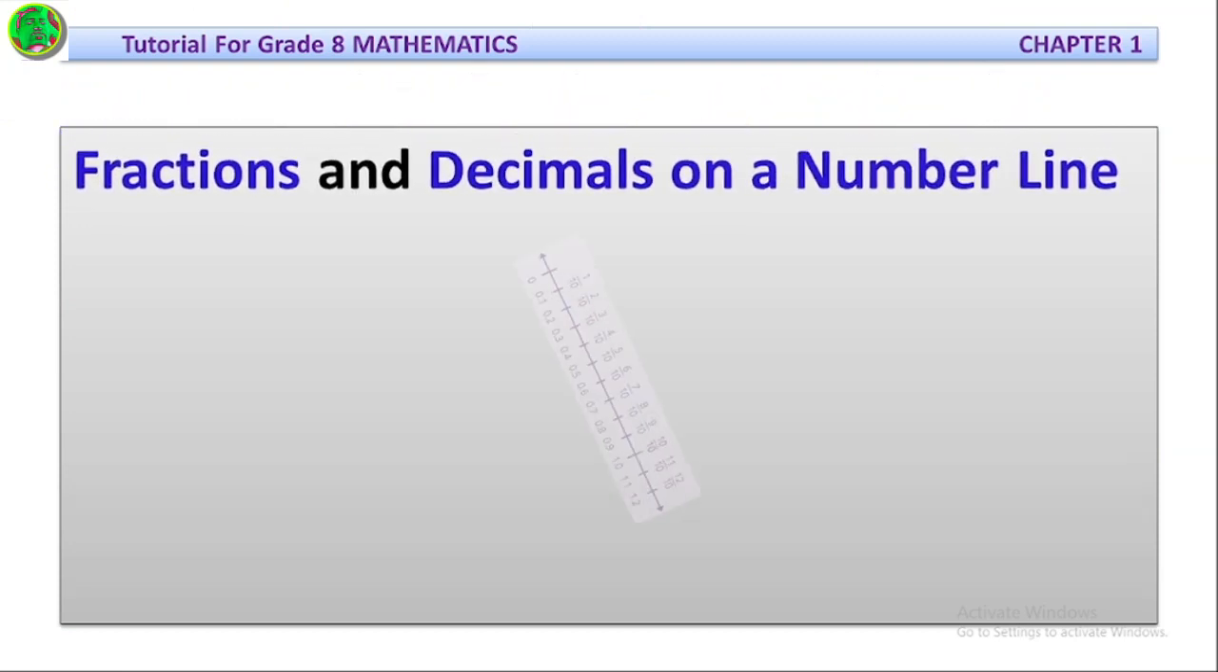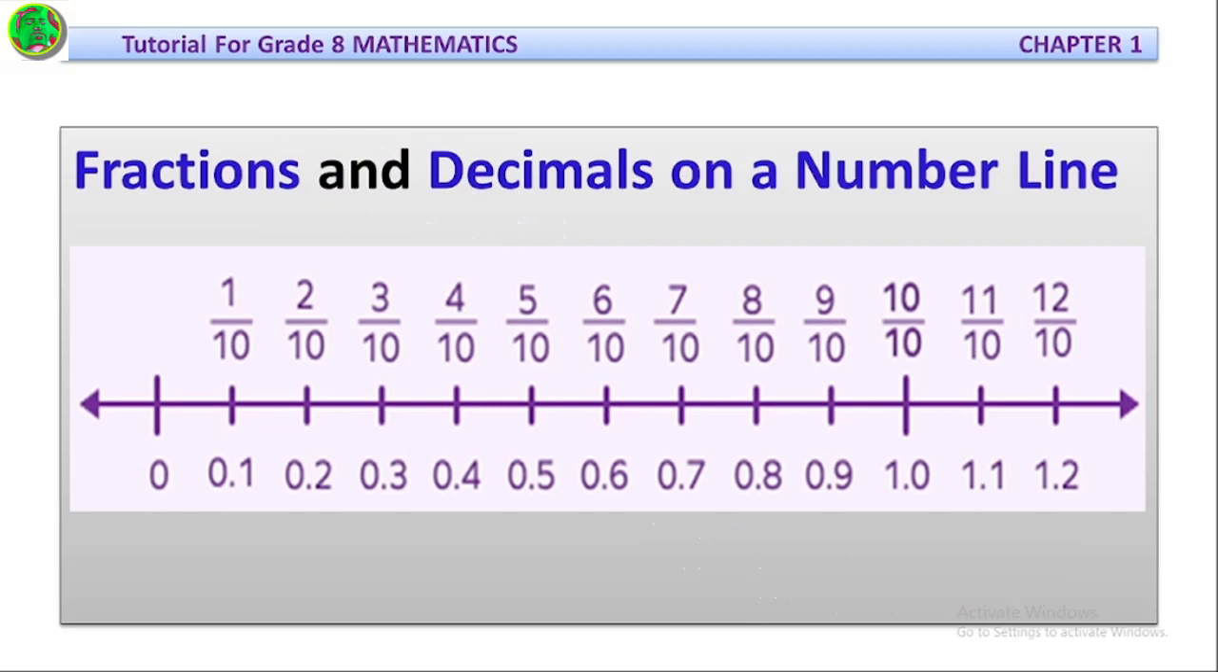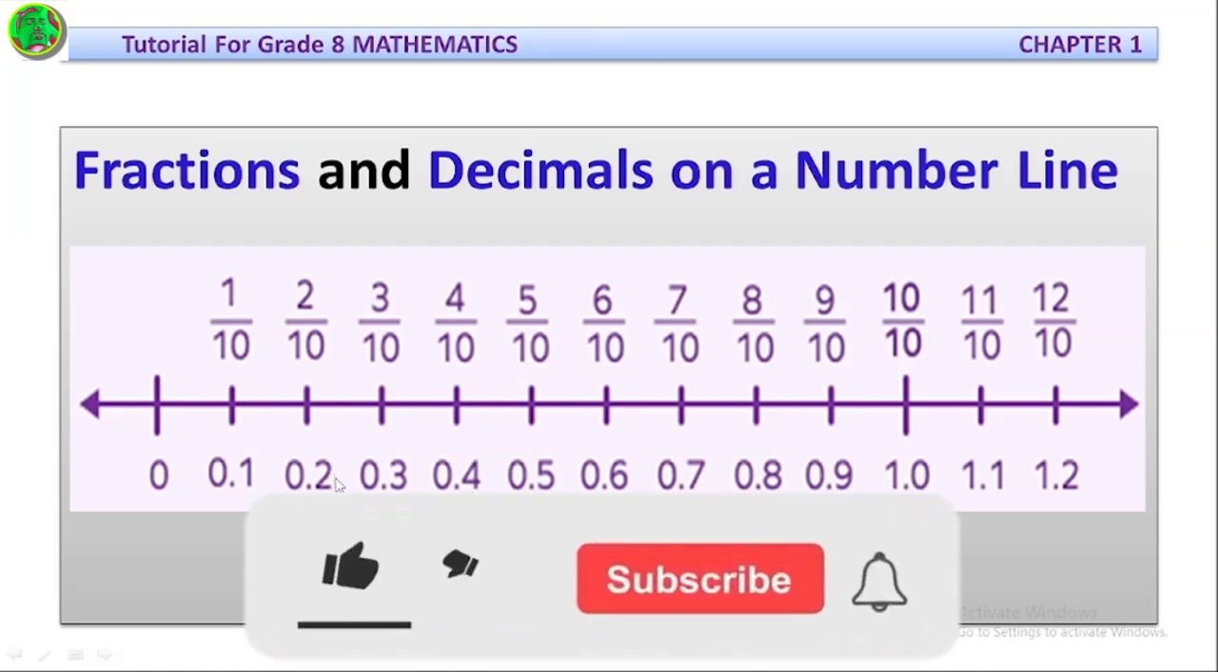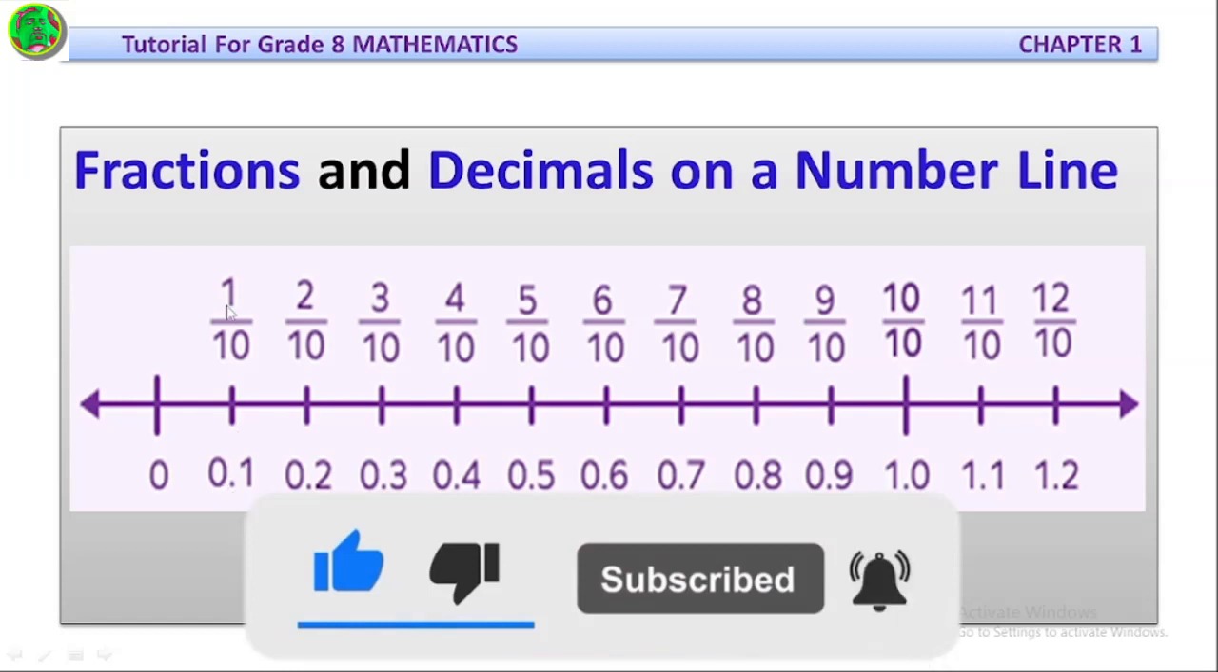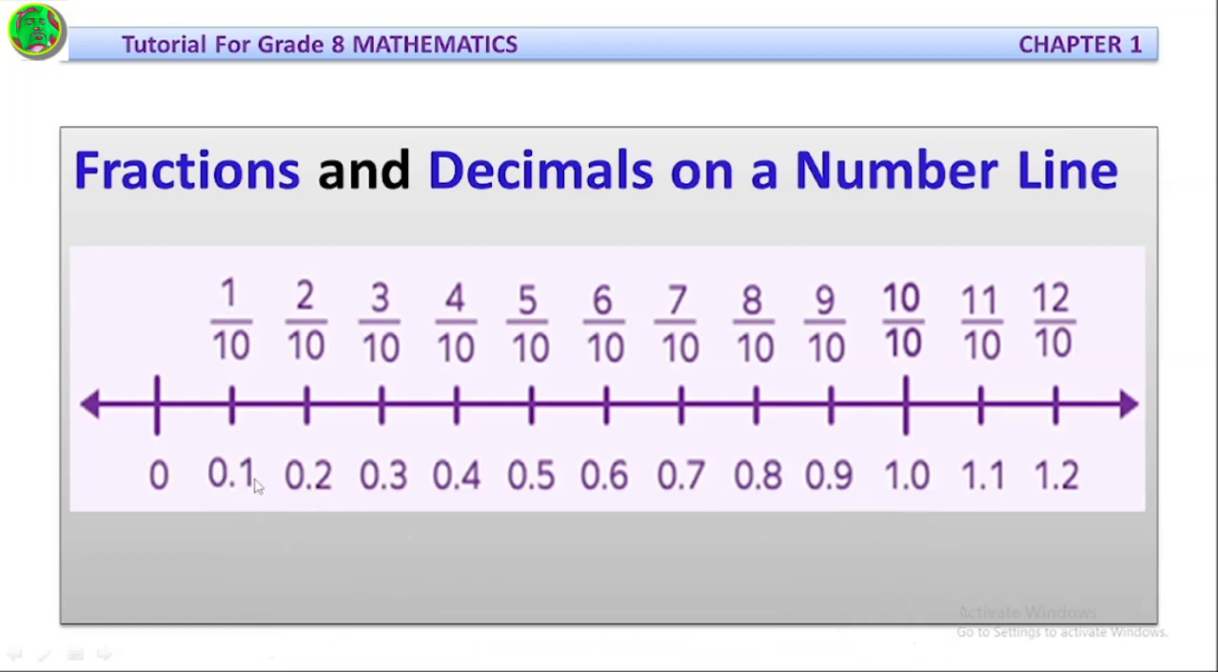Fraction and decimal on the number line. So by using the rule of representing numbers on the number line, we can represent fractions or decimals like this. The upper part indicates a fraction and the lower part indicates the decimals. These two numbers are equivalent numbers. 0.1 is a decimal one. The equivalent fractional value is 1/10.